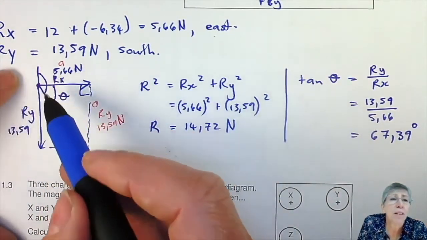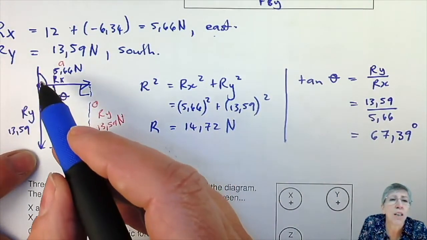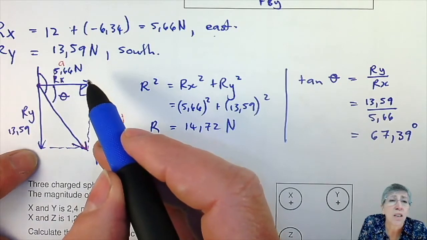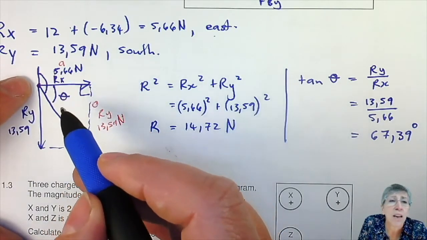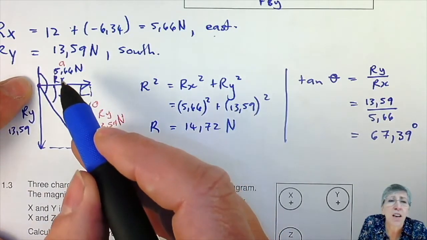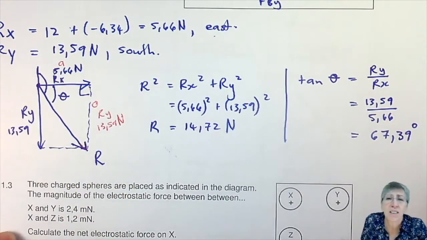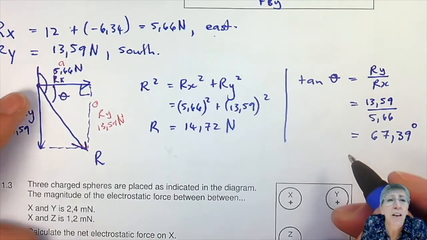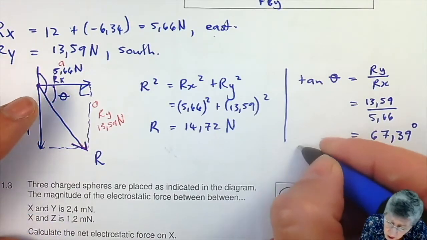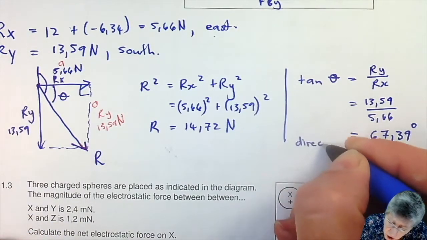Now, if you think about this one is longer than that one, right? So that is going to be a very big angle. It's going to be bigger than half, right? So 67,39, that sounds to me quite possible, right? But still, that's not the direction I'm looking for. What is the direction I'm looking for?